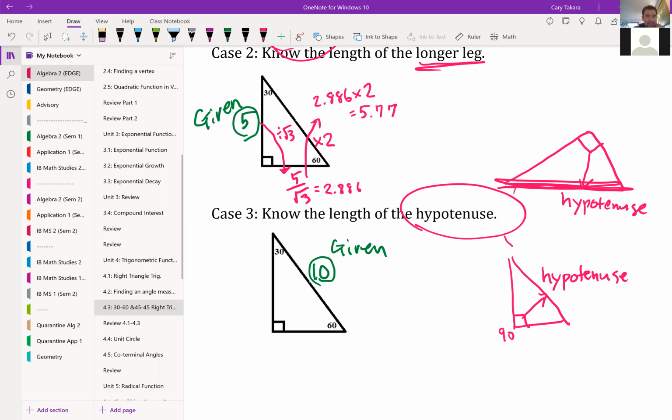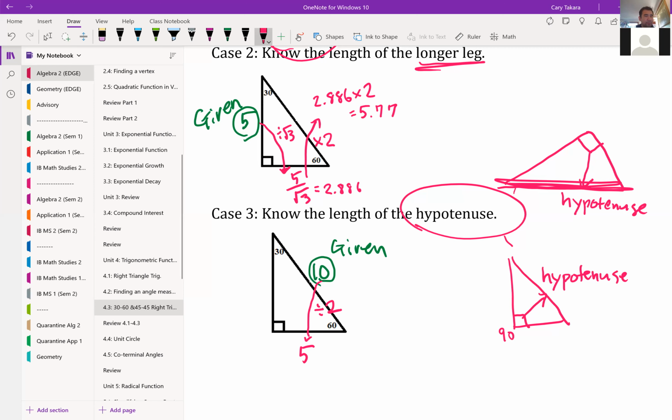All right, the last case study is that I give you the measurement for the hypotenuse. Can you figure out the other legs? Now, how do you do that? Well, in this case, you want to get back to the short leg. What is the relationship between the hypotenuse and the short leg? It is double or half, isn't it? So if the hypotenuse is 10, you're going to divide by 2 to get to the short leg, which is going to be 5.